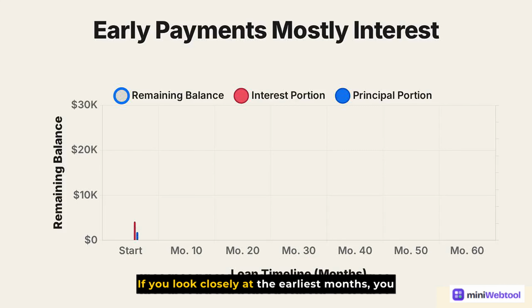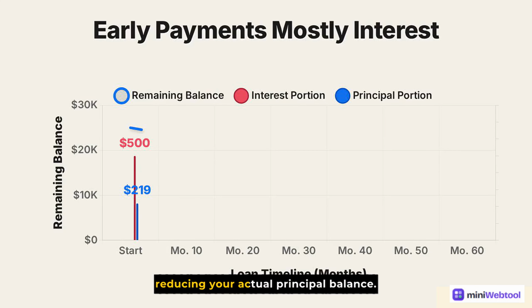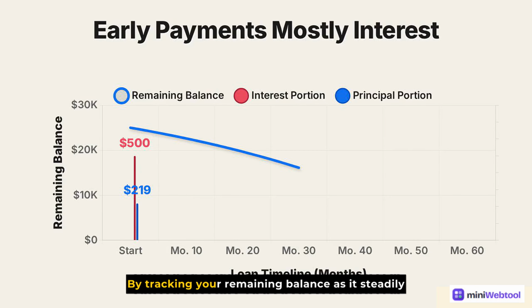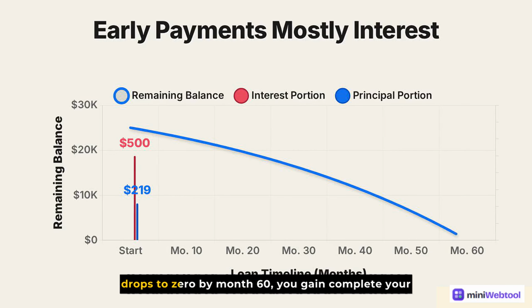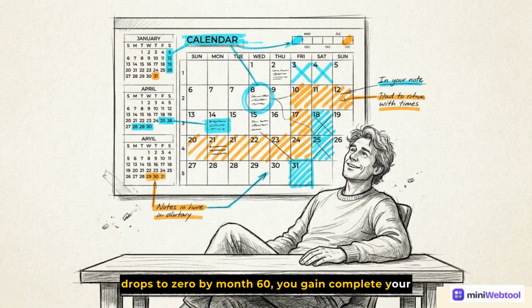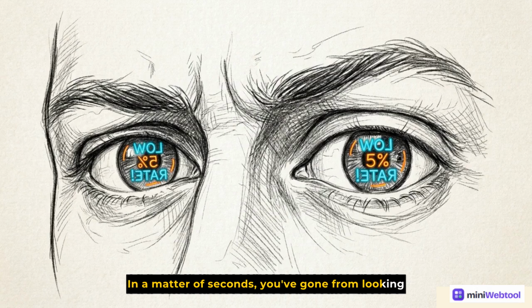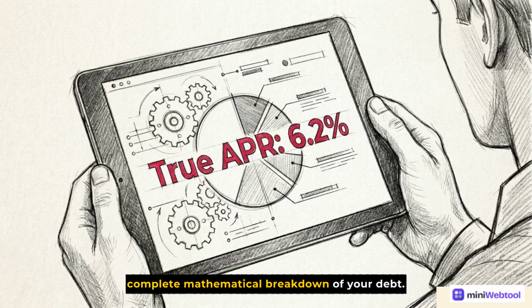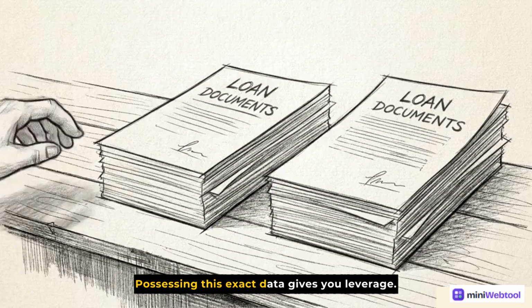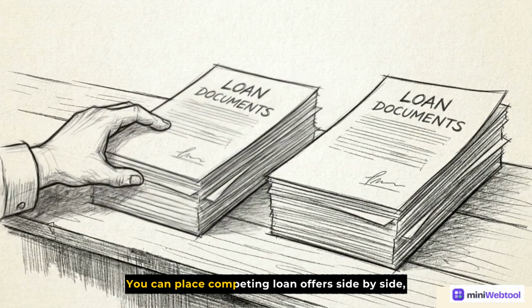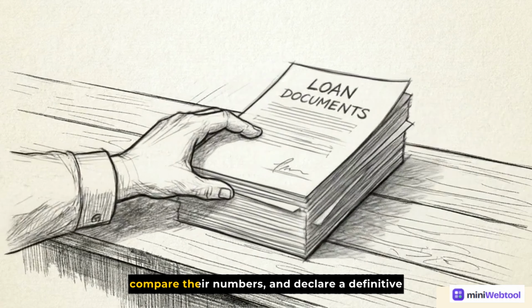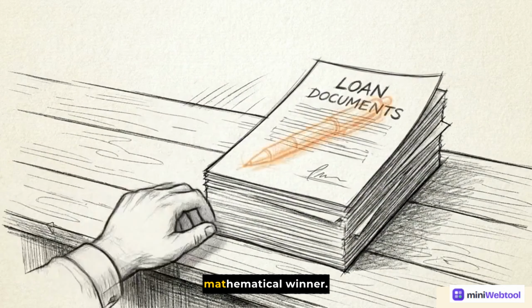If you look closely at the earliest months, you can see how your initial payments are heavily weighted toward paying off interest rather than reducing your actual principal balance. By tracking your remaining balance as it steadily drops to 0 by month 60, you gain complete transparency over your financial timeline. In a matter of seconds, you've gone from looking at a deceptive advertised rate to holding a complete mathematical breakdown of your debt. Possessing this exact data gives you leverage. You can place competing loan offers side by side, compare their numbers, and declare a definitive mathematical winner.